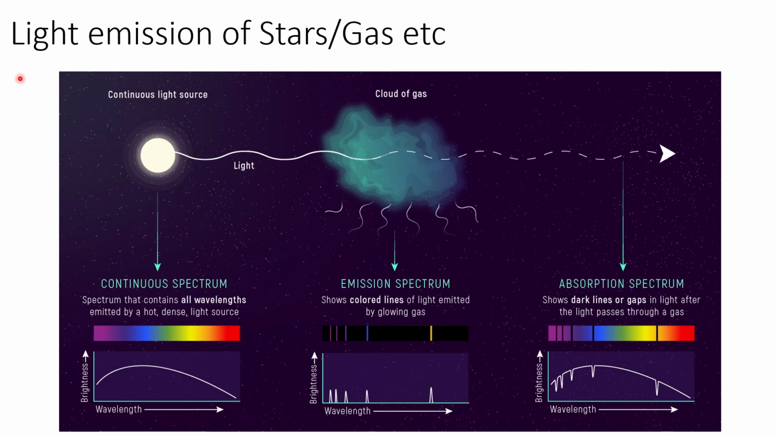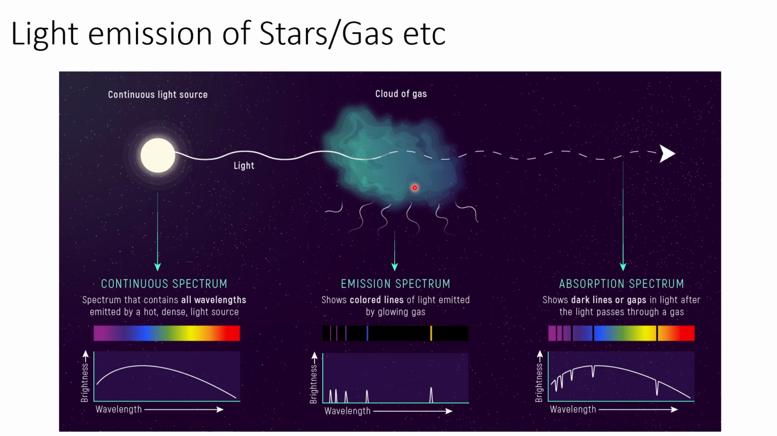And if we look at the light emission of stars and gas and something like this, if we have a star that's hot and dense, it gives us emission of light and brightness on various scales of the continuous spectrum.